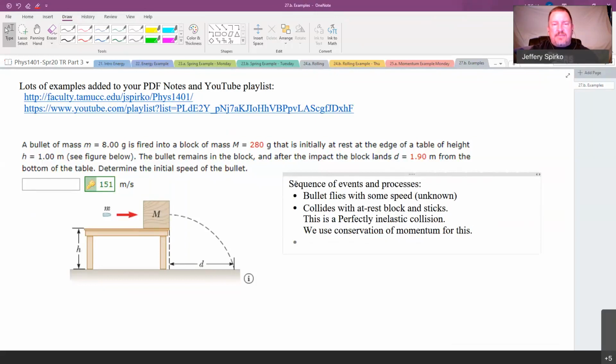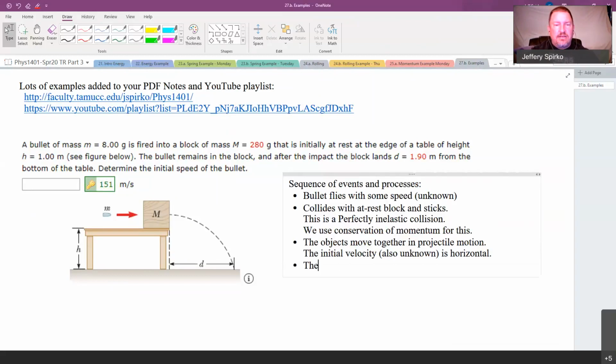Then after the collision, the objects move together in projectile motion. So anytime you have something moving through the air where gravity is the only significant force, then projectile motion is the thing that you're going to use to analyze it. And one of the special things about this projectile motion is it's a horizontal launch. That makes things so much easier for us.